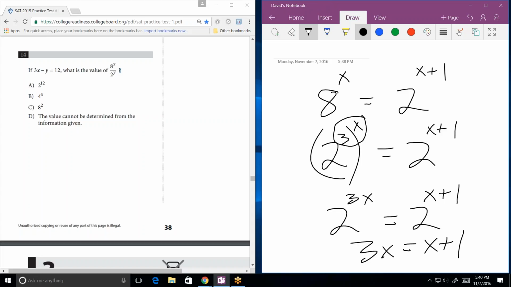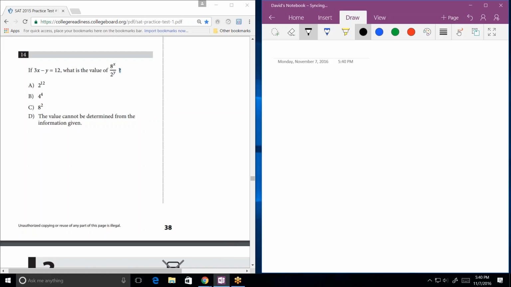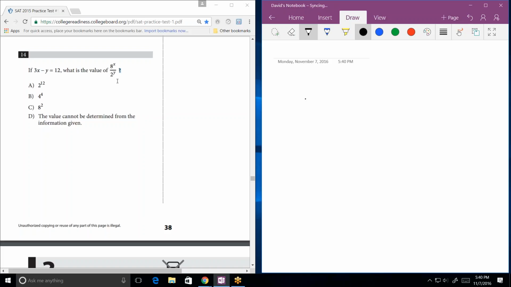Well, this problem is similar. Notice that 8 and 2 have this same common base. So how am I going to write this expression over here? 2 cubed to the x power over 2 to the y. Now simplify the numerator.